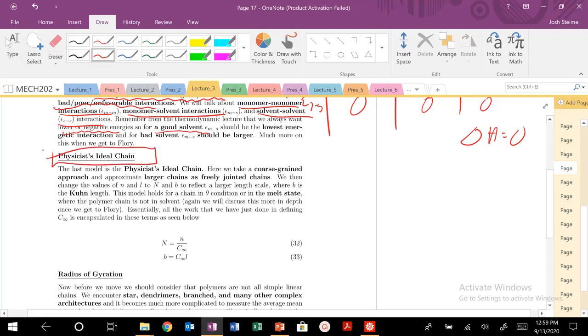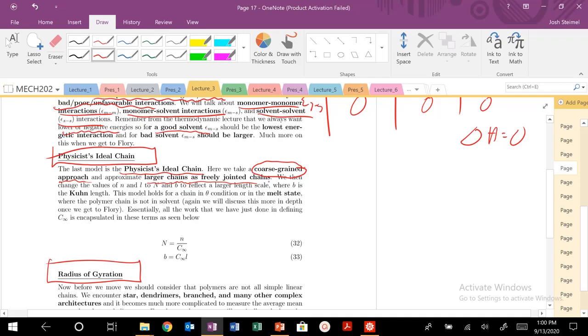We're going to talk about the physicist ideal chain model and the radius of gyration, and how to make those calculations. The physicist ideal chain model is the last one we're going to deal with. It's basically the idea that you can coarse grain your approach. What we're going to do is approximate somewhat larger chains as freely jointed chain models, and we'll see this in a second.